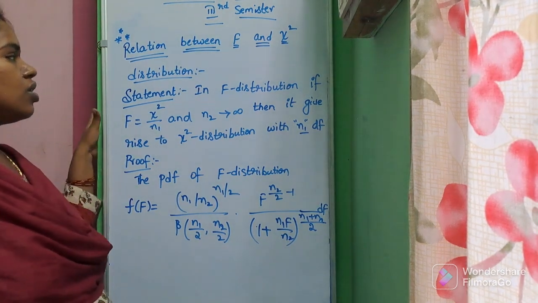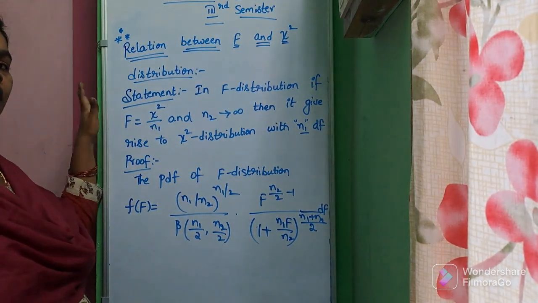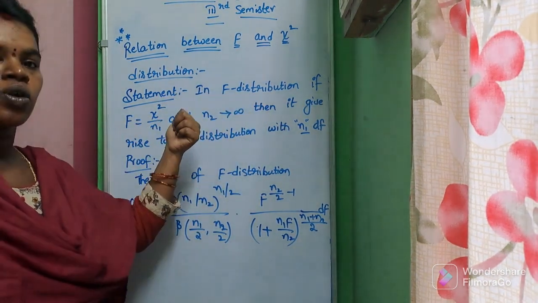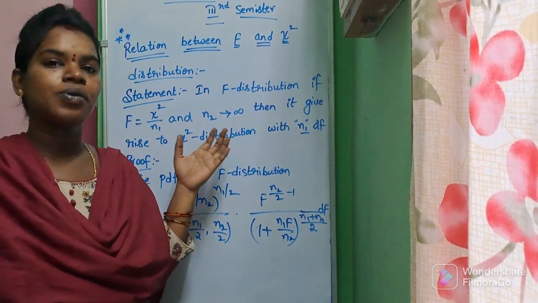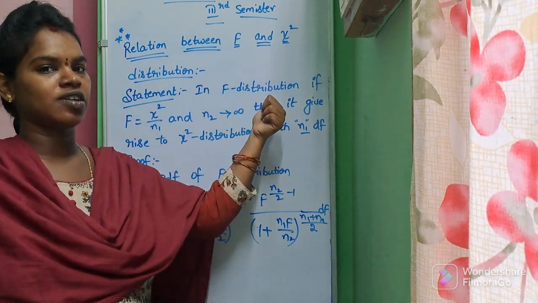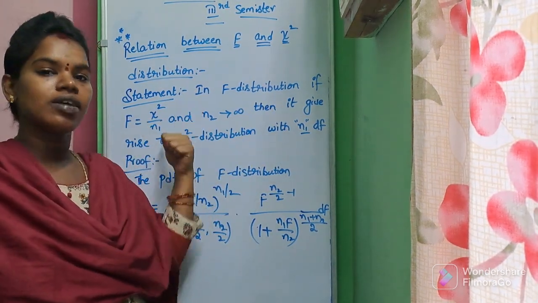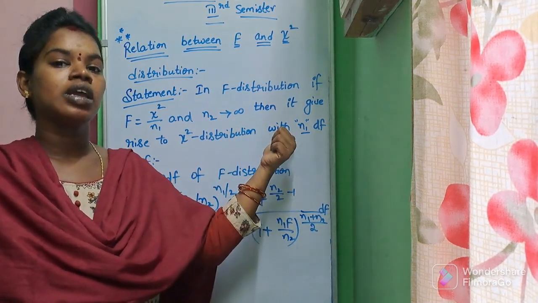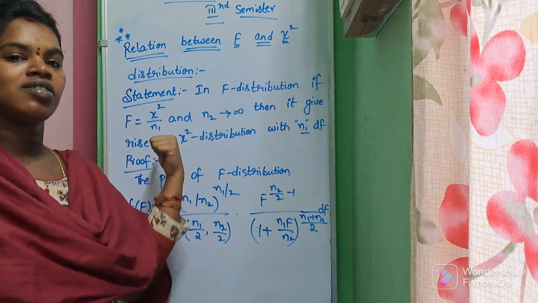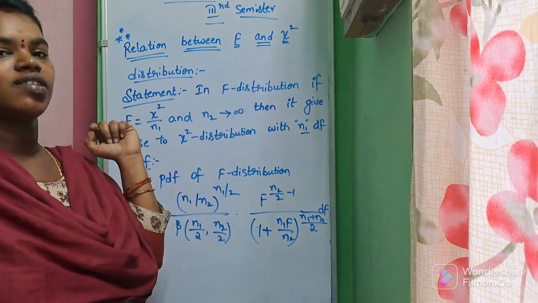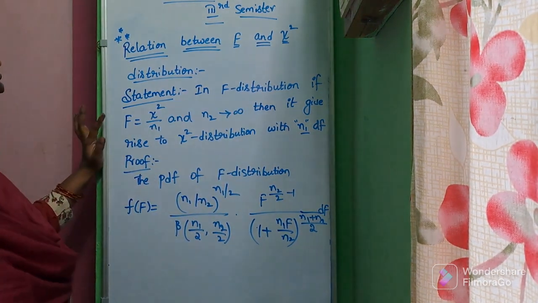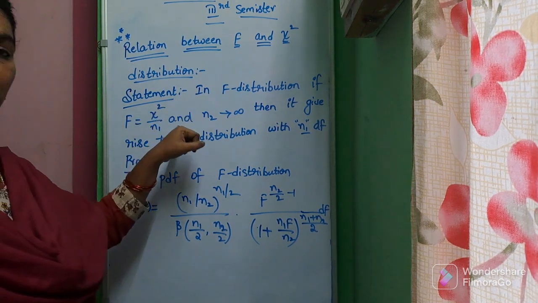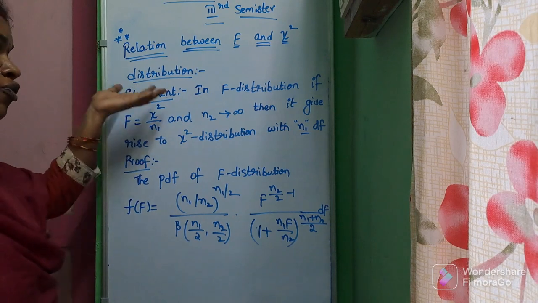Statement for relationship between F and chi-square distribution. In F distribution, if F equal to chi-square by n1, here we have to replace, in place of F distribution, capital F equal to chi-square by n1 and n2 tends to infinity. n2 can be equal to infinity. Then this distribution changes as a chi-square distribution. This is our statement.